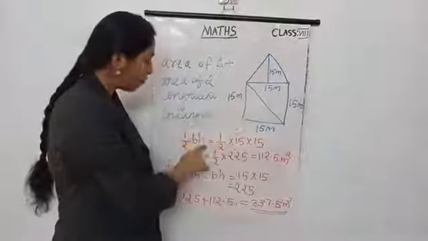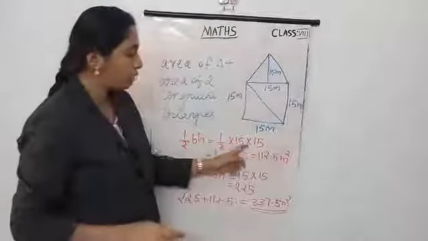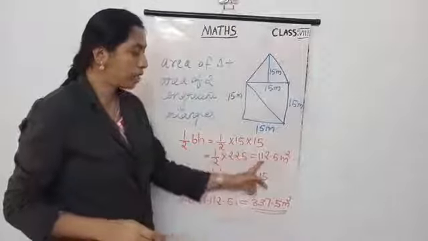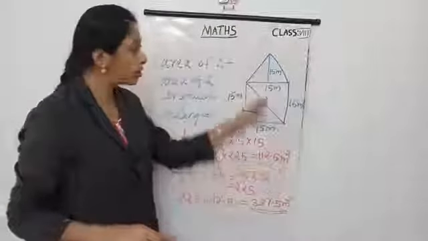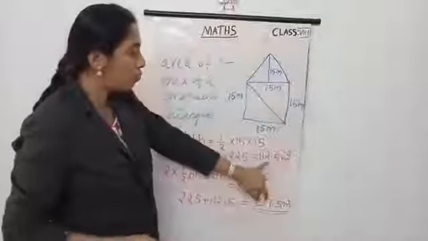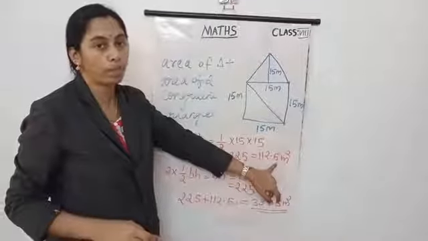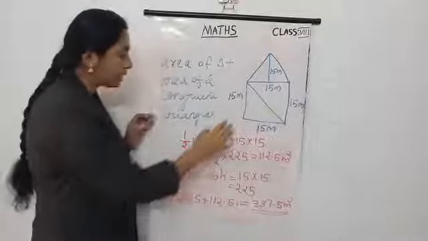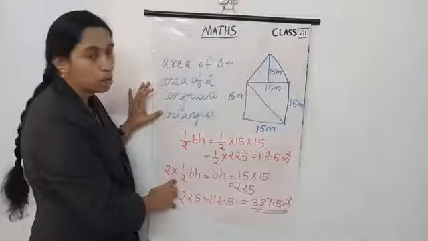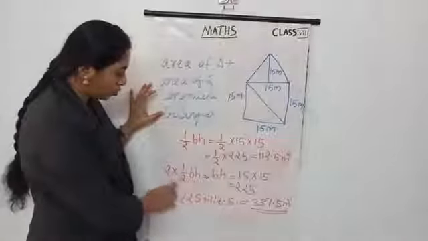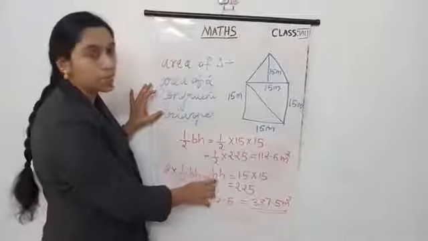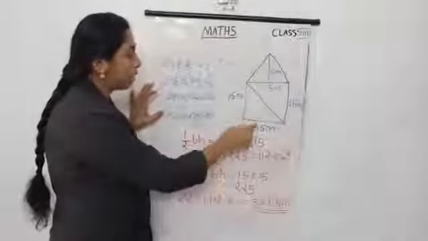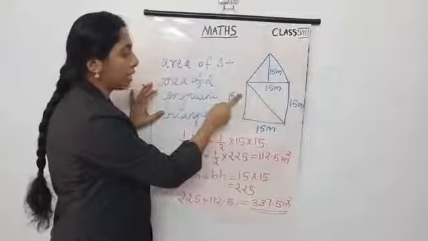So that is half BH, equal to half into 15 into 15. We get 112.5 meter square. So area of this portion is 112.5 meter square. Now these 2 are identical, so we can find its area like 2 into half BH. 2 and 2 cancelled, so we get BH. BH means base and height.